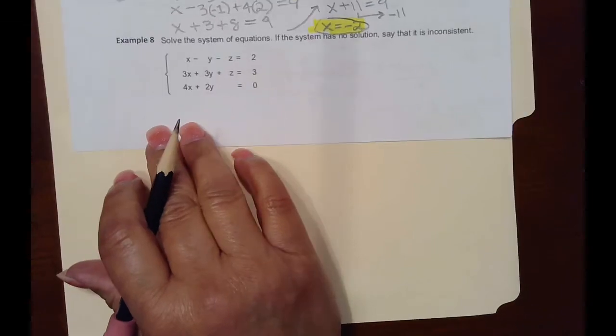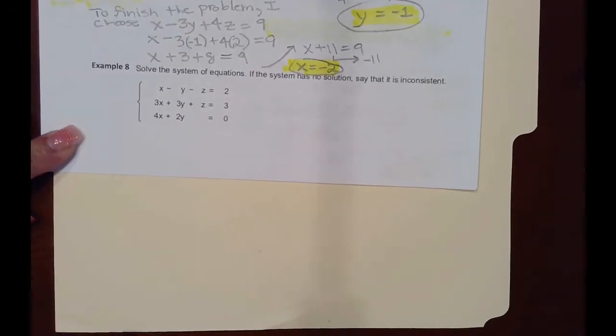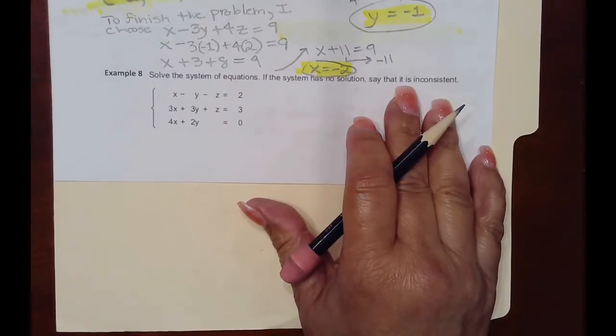Wow, that's a lot. Okay, moving to example 8. Solve the system of equations. It says if the system has no solution, say that it is inconsistent.